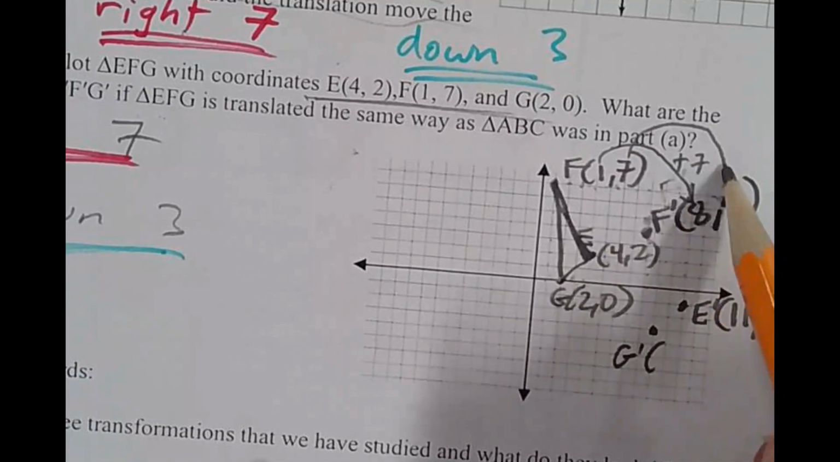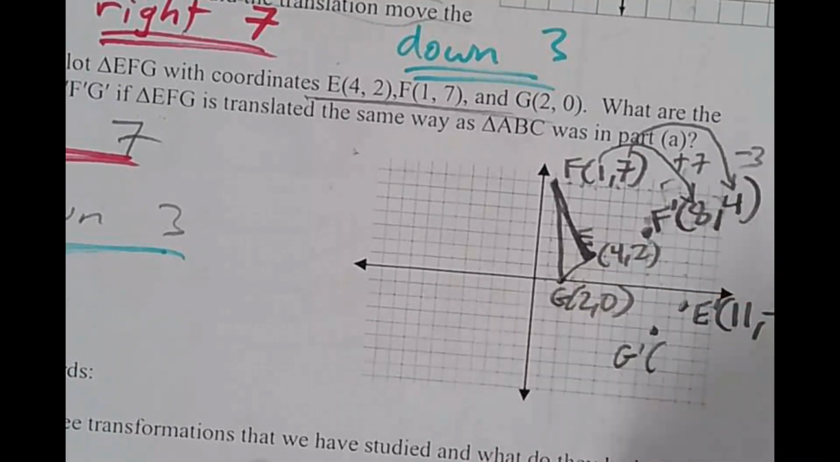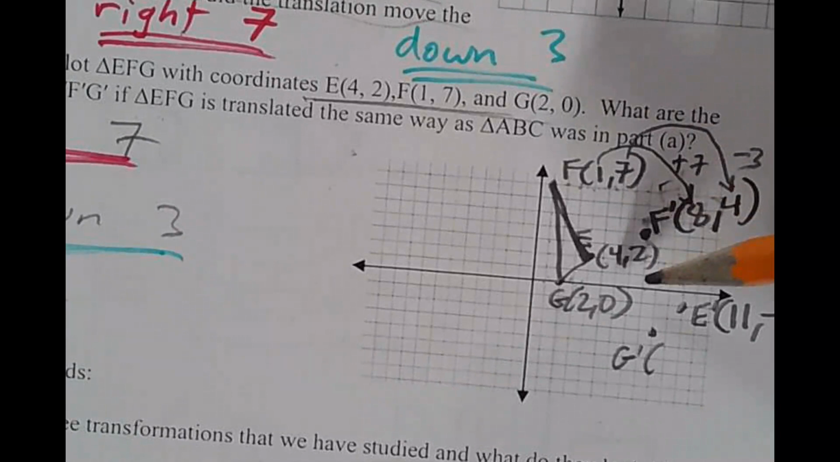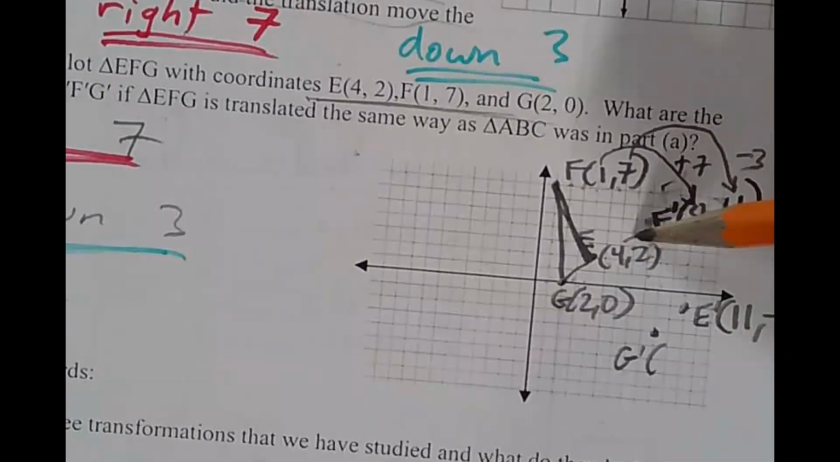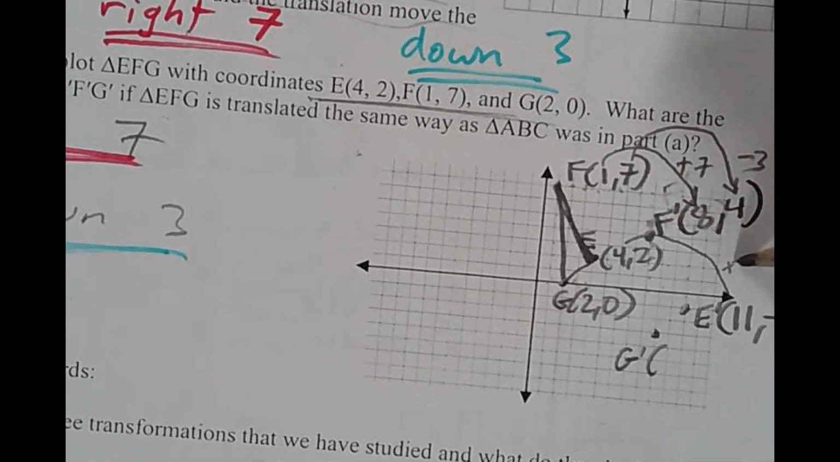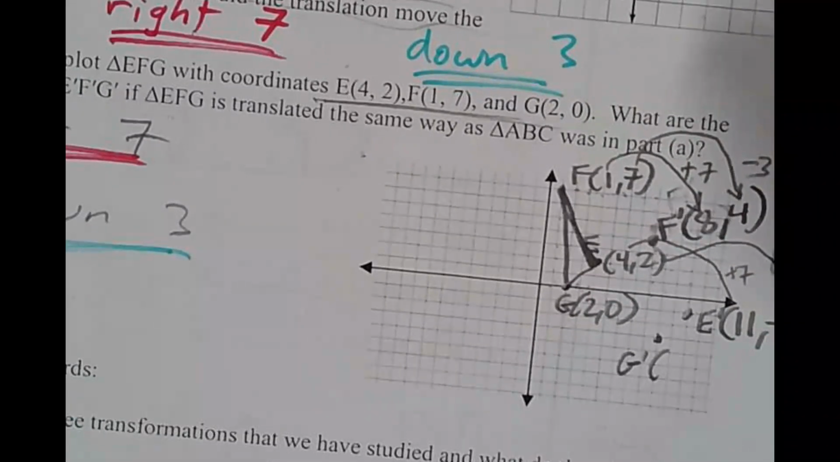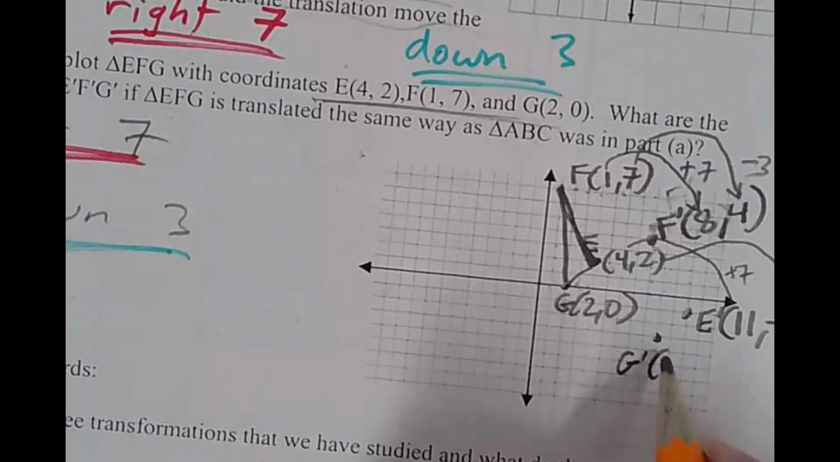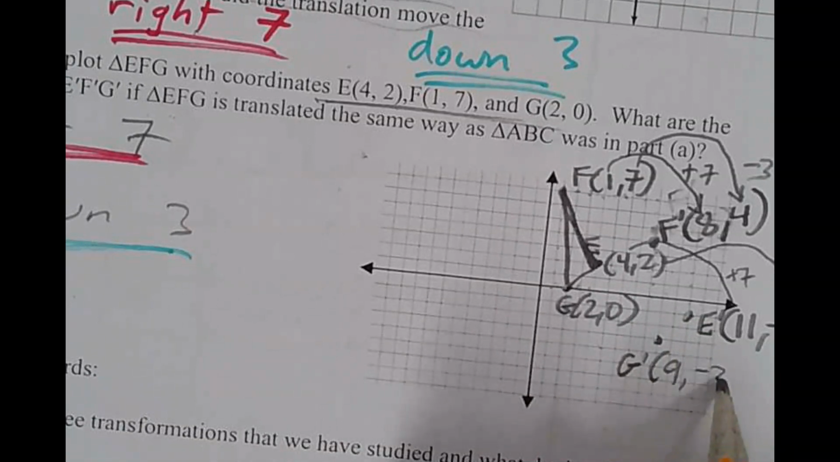Down 3 means subtract 3. Why? Let's double check that for E points. Did we add 7 for x? And did we subtract 3 for y? Let's see. Add 7 for x, we'll get to 9. Subtract 3 for y will get us to negative 3.